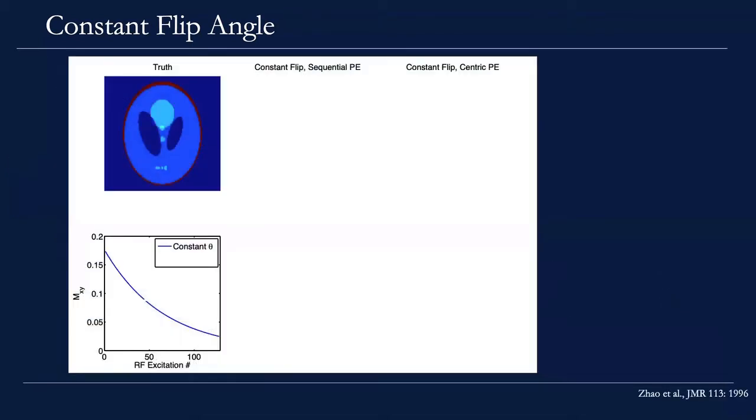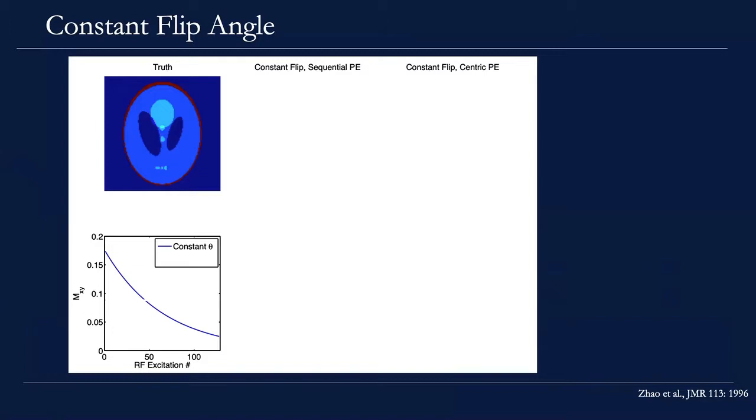So if we look at a simple ground truth simulation here, in a Cartesian acquisition there are two main ways to acquire data. You have sequential, where you acquire data from top to bottom in K-space. And then you have centric phase encoding, where you go from the center of K-space out. One of those will act as a pseudo low-pass filter, right? Because our MXY is changing over time. And one will act as a pseudo high-pass filter.